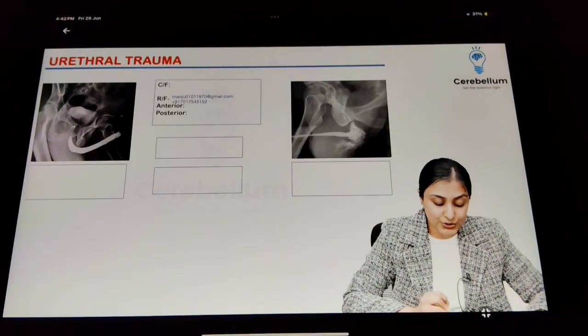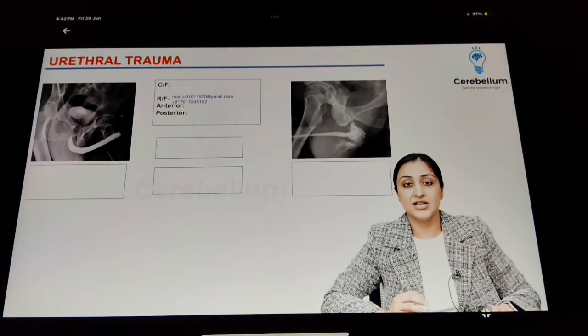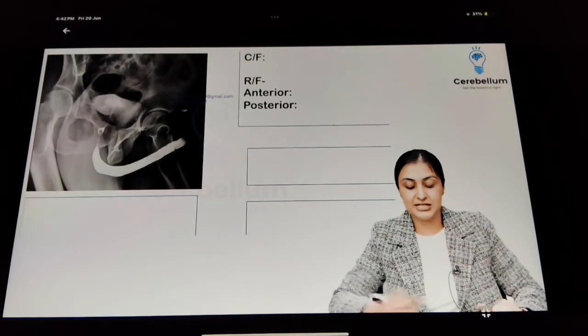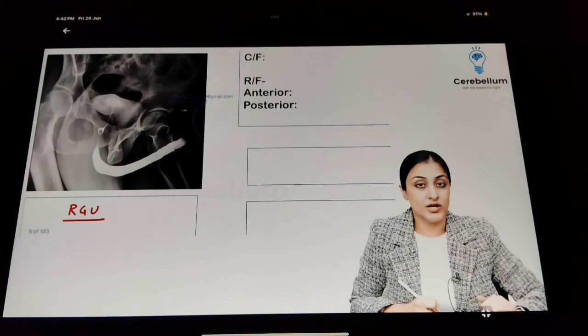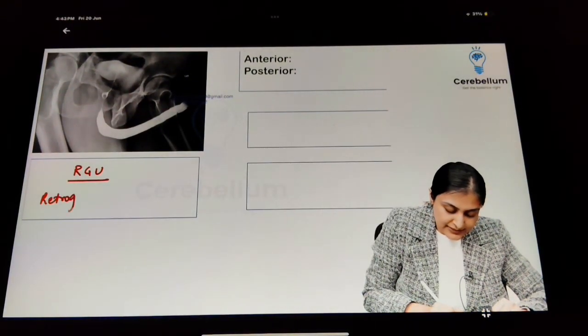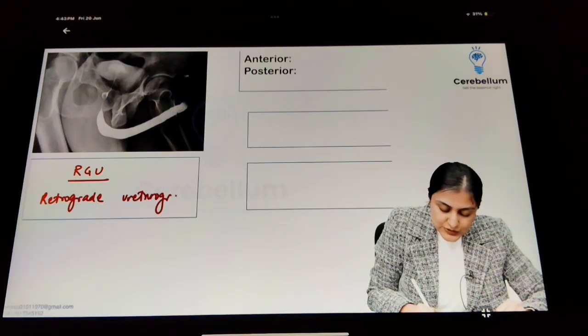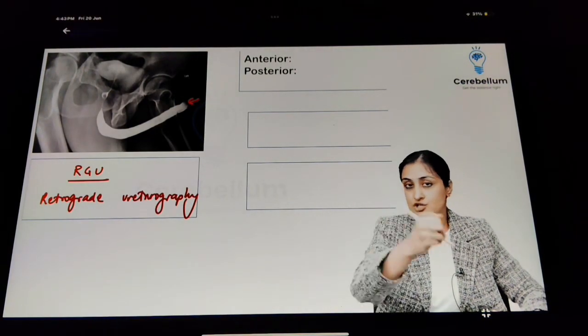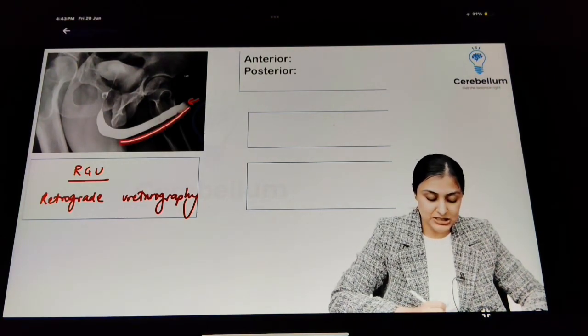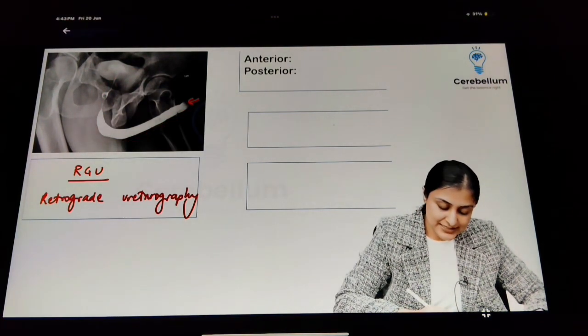With that, we go on to urethral trauma now. In urethral trauma, the investigation that you're going to study is this one. So first we'll study the investigation, and then I'll teach you the approach to urethral trauma. So this is what we call RGU. What does RGU stand for? RGU stands for retrograde urethrography. So this is where you're going to inject contrast from the meatus. This is where we don't put any Foley's catheter. You're just going to directly inject contrast from the external urethral meatus, and it's going to enter the urethra and the bladder. So you can see this horizontal part here.